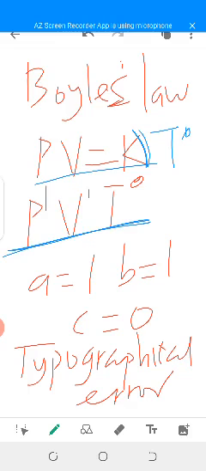So we have A equals 1, B equals 1, C equals... There's a typographical error in that question as well, because it's supposed to be 110, not 011. But the idea of the question is what I am trying to test you upon.